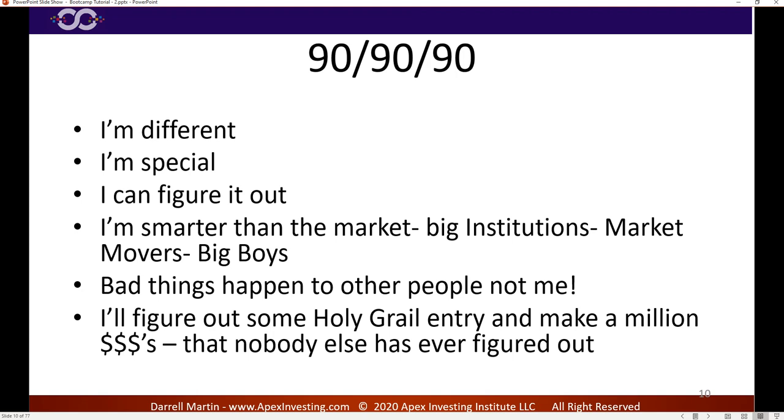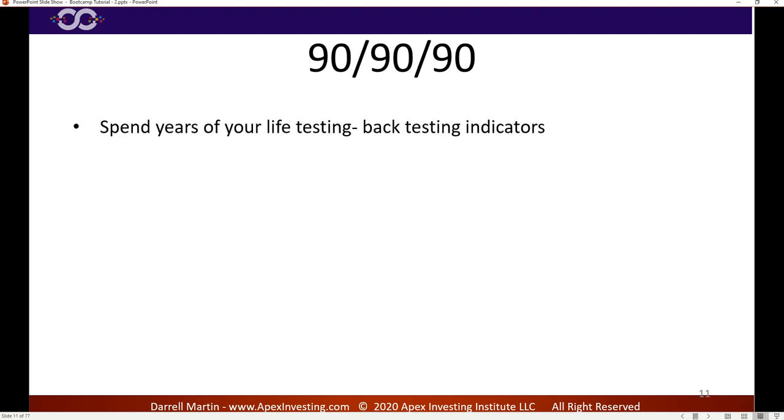I'm so special that out of the millions and millions of people that have tried trading, out of the tons and tons of banks and institutions and investment companies and people with degrees and years of experience, out of all these hundreds of indicators that are out there, I'm going to just open a chart and in 3 days find some special indicator that just works. I'm different, I'm special, right? And you're going to spend years of your life testing and back testing random indicators. There has to be an easy setup.